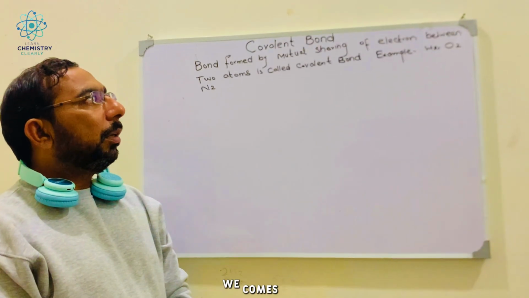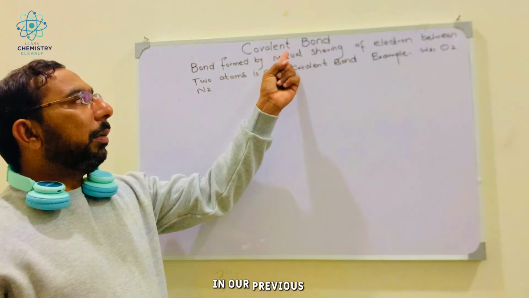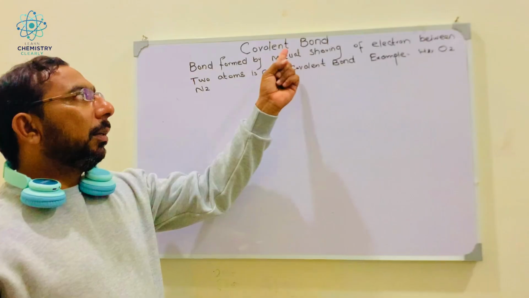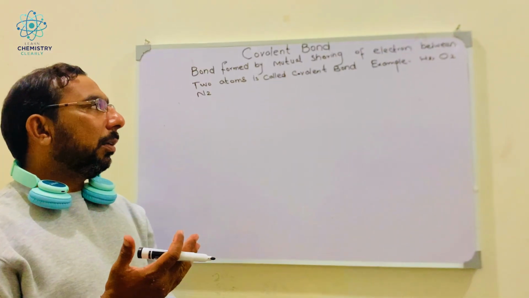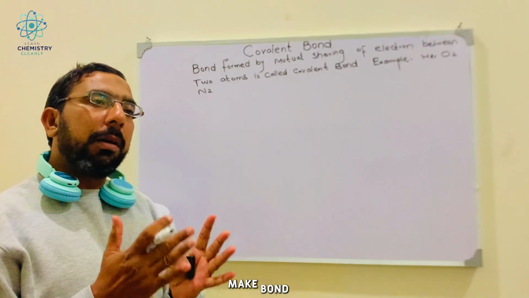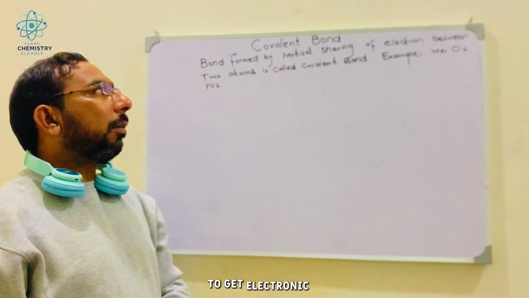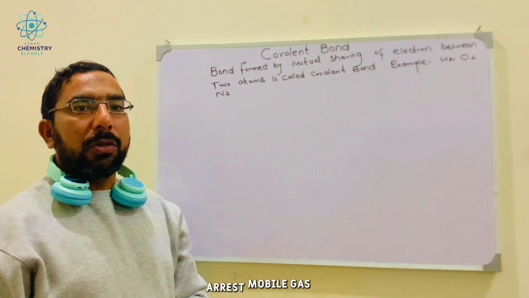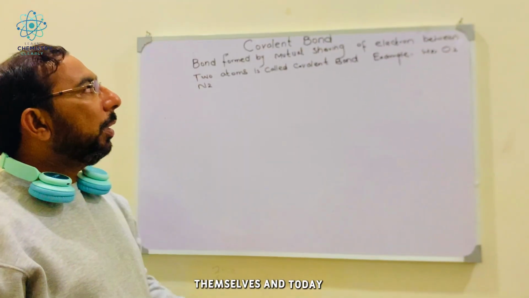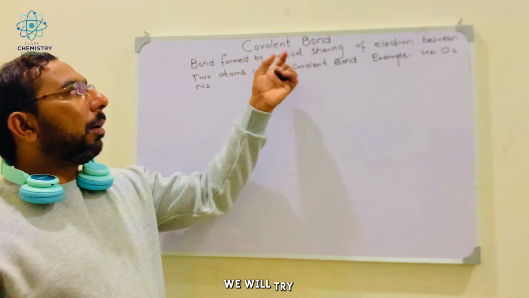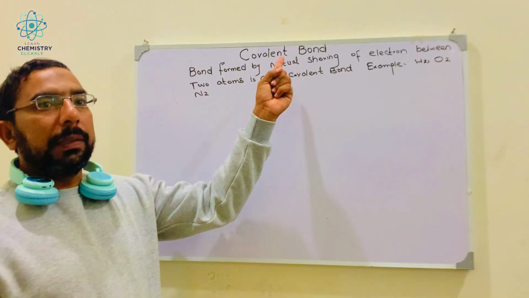First of all, we come to our topic, the covalent bond. In our previous lecture, we discussed why atoms make bonds. We replied that atoms make bonds to complete their octets, to get the electronic configuration of their nearest noble gas, and to stabilize themselves. Today we will understand the concept of covalent bond according to the Lewis concept.